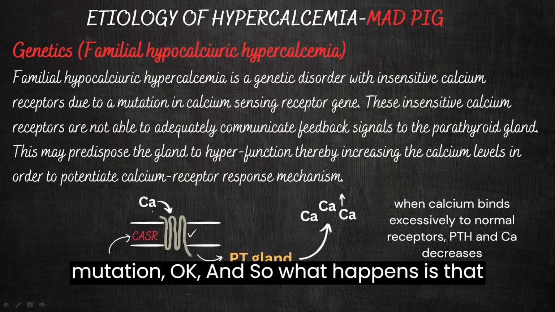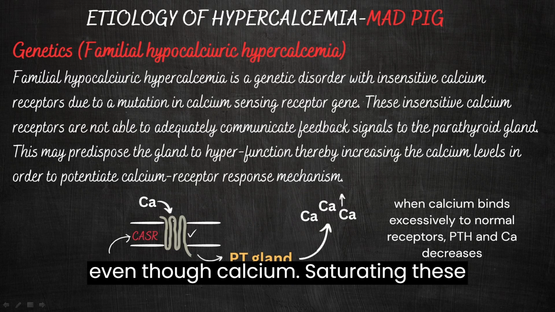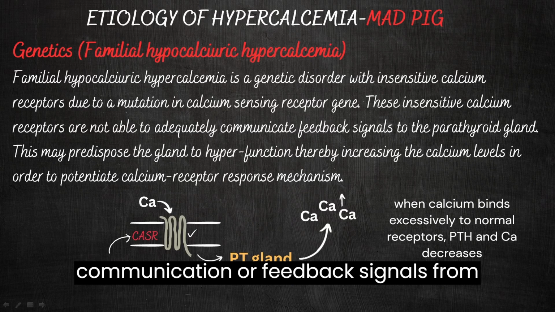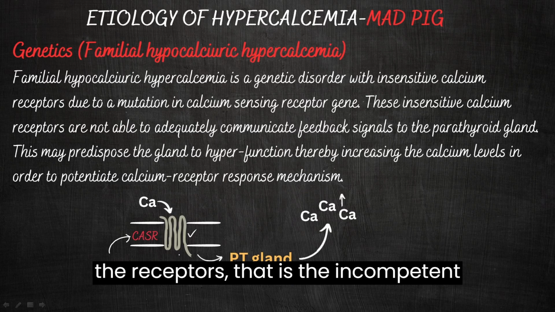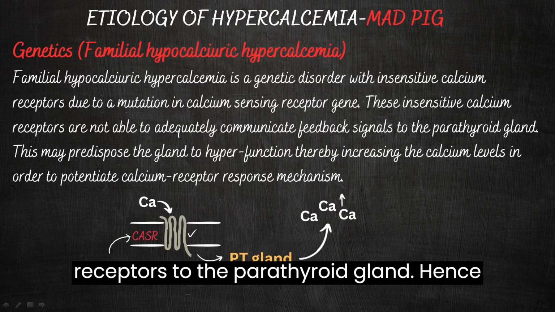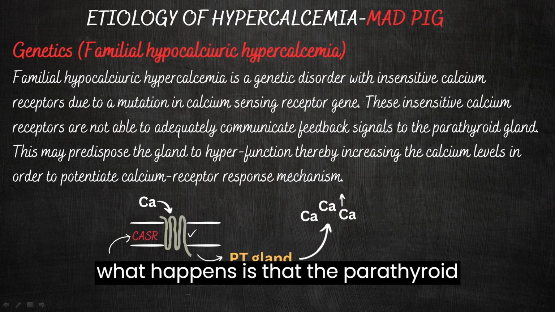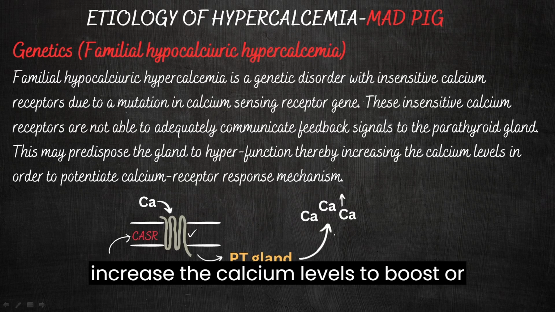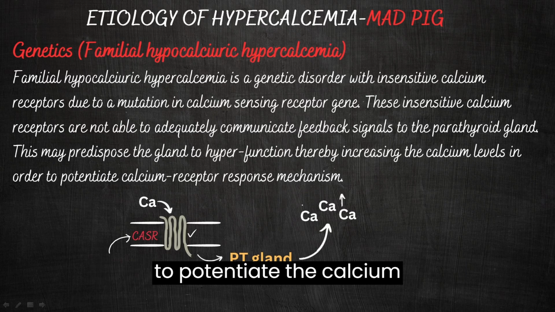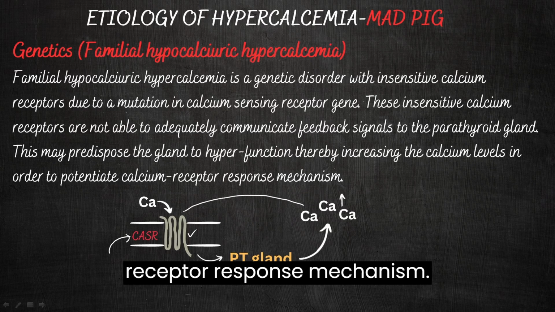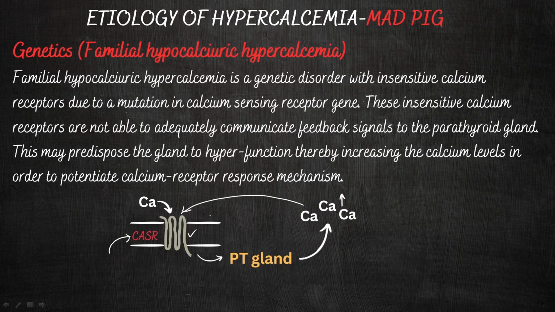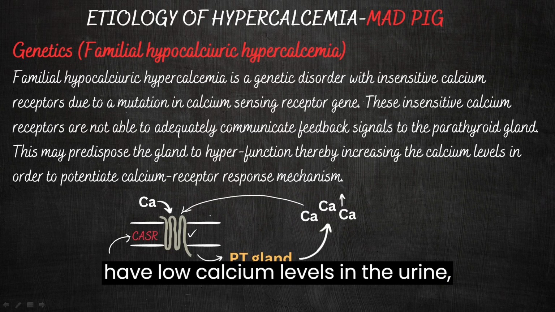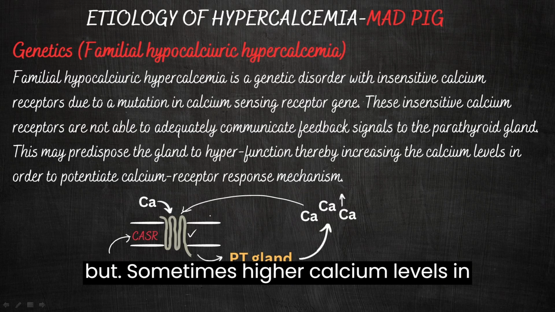So what happens is that even though calciums are saturating these receptors, there are no adequate communication or feedback signals from the receptors, that is the incompetent receptors, to the parathyroid gland. Hence, the parathyroid gland will hyperfunction or increase the calcium levels to boost or to potentiate the calcium receptor response mechanism. This often runs in the family. They do have low calcium levels in the urine, but sometimes high calcium levels in the blood.